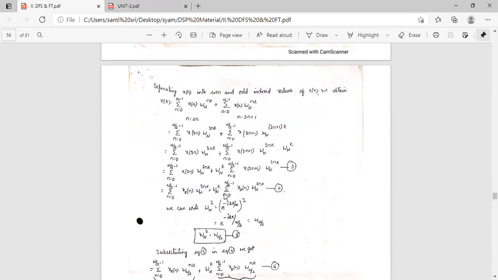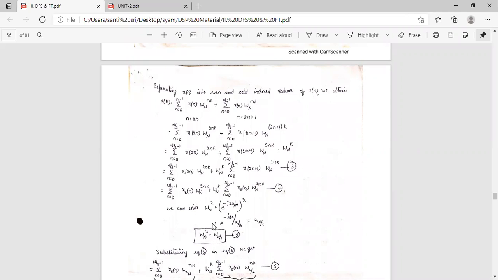Now we can write W_N^2 as e power minus j 2 pi by N whole square, right? So we can write this as e power minus j 2 pi by N/2, which is W_(N/2). So W_N^2 is equal to W_(N/2). This is equation number 5. Observe it: W_N^2 can be written as W_(N/2).